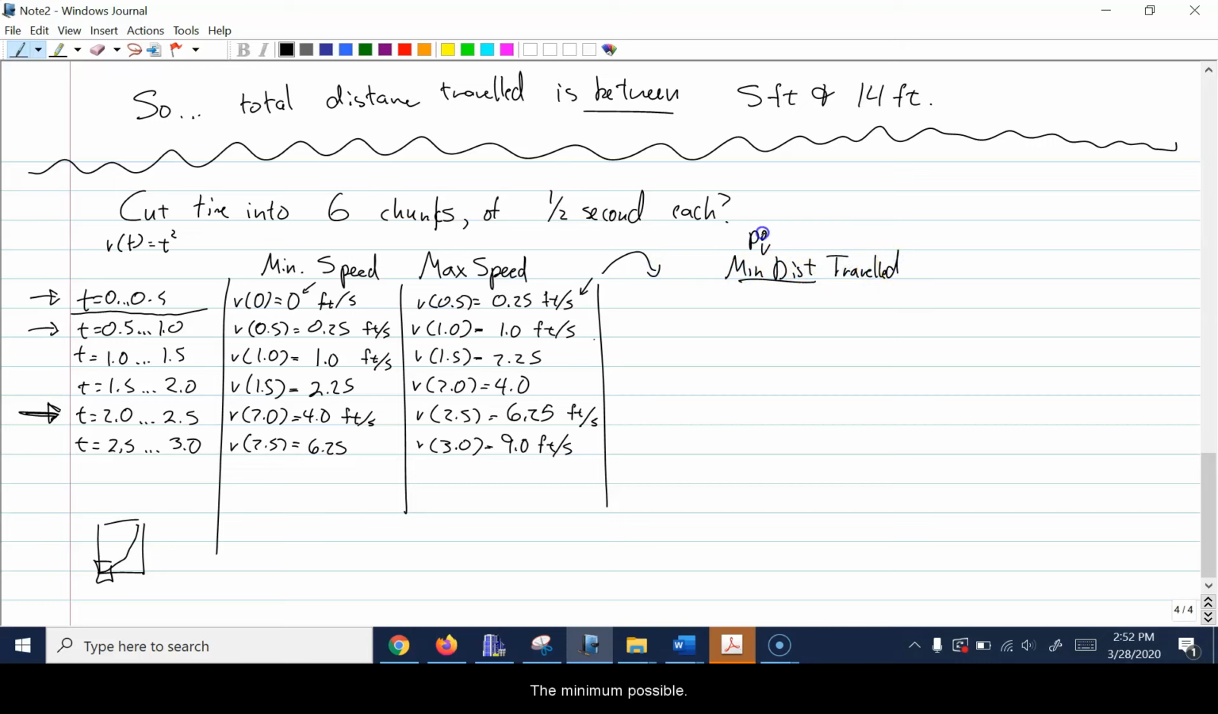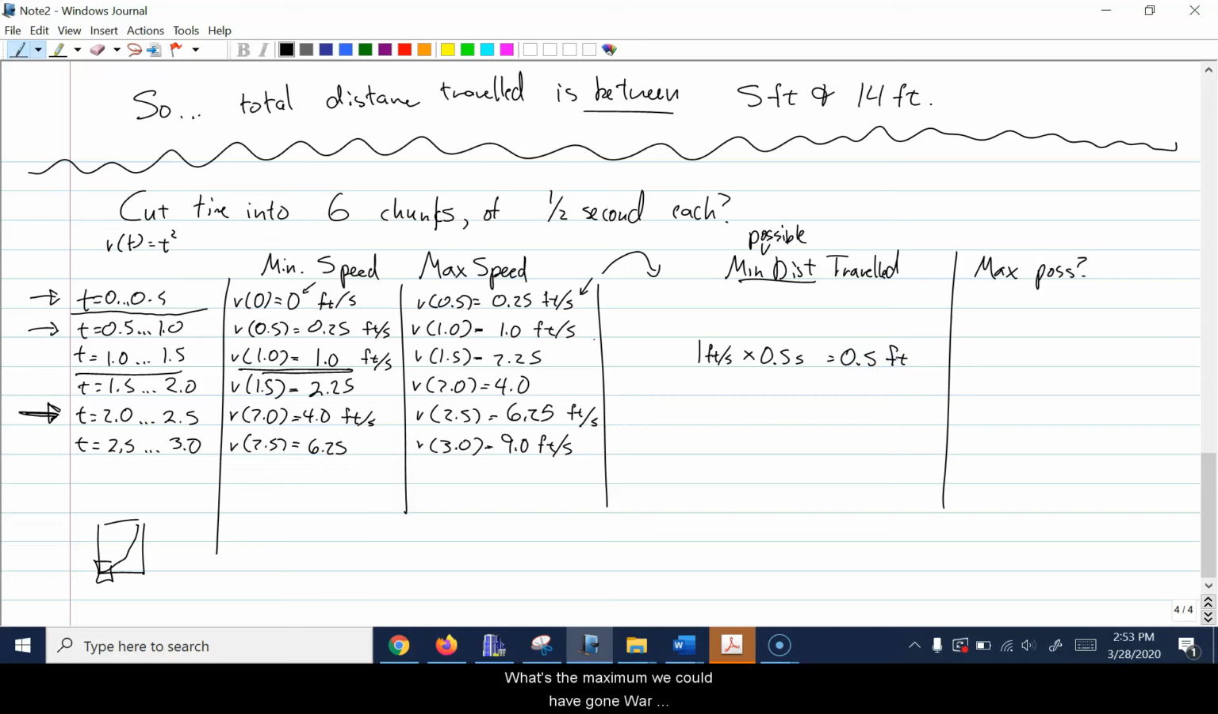And from each of these computations, we can jump to what's the minimum possible distance traveled? And what's the max possible? How would we work these out? Well, for the minimum possible distance traveled, let's jump to the 3rd half second. If you went 1 foot per second for that entire half second, we multiply the speed by the time. Half a second going at a minimum speed of 1 foot per second is 0.5 feet.